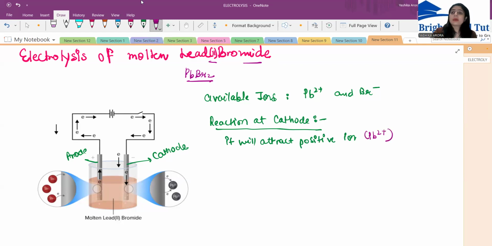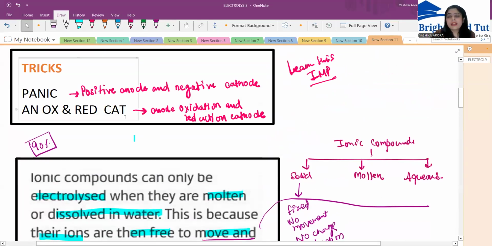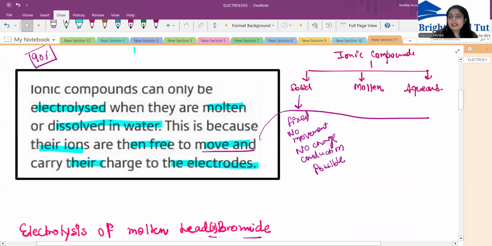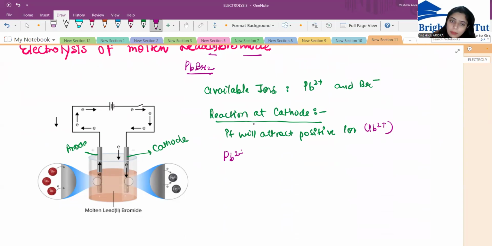Perfect. Now, reduction at cathode. This is the word: AN OX, RED CAT. AN OX and RED CAT means reduction at cathode. So I'll be reducing the Pb2+. What is reduction? Reduction is gain of electrons. So Pb2+ will gain 2 electrons and change to Pb. That's the reaction taking place at the cathode.